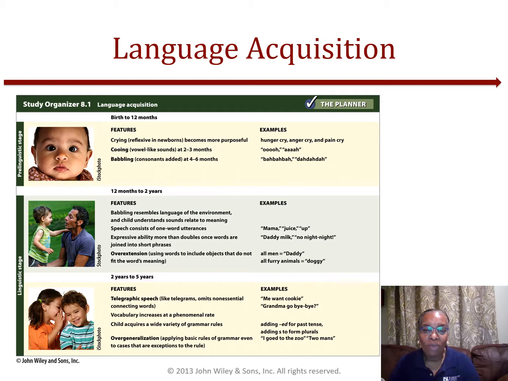Moving on, let's talk about 2 years to 5 years old. Here it's going to be more of that telegraphic type of speech. Here they'll drop the non-essential words, like verbs and adjectives. Again, using gimme, or me want the cookie, or mommy goes bye-bye, or take me here.